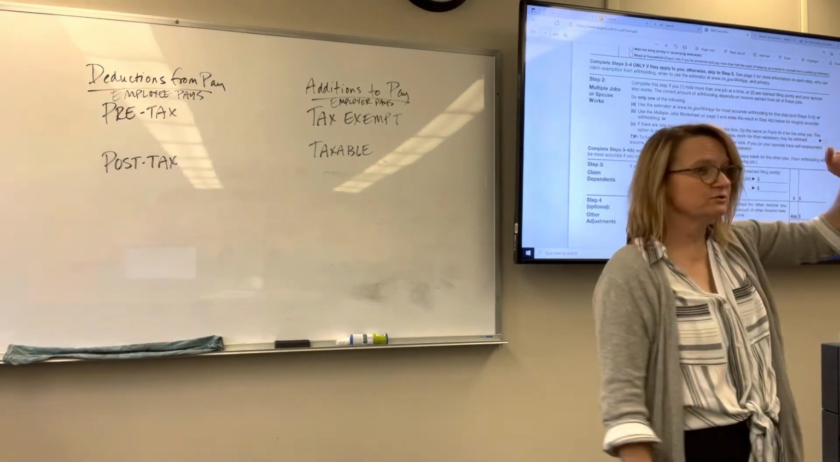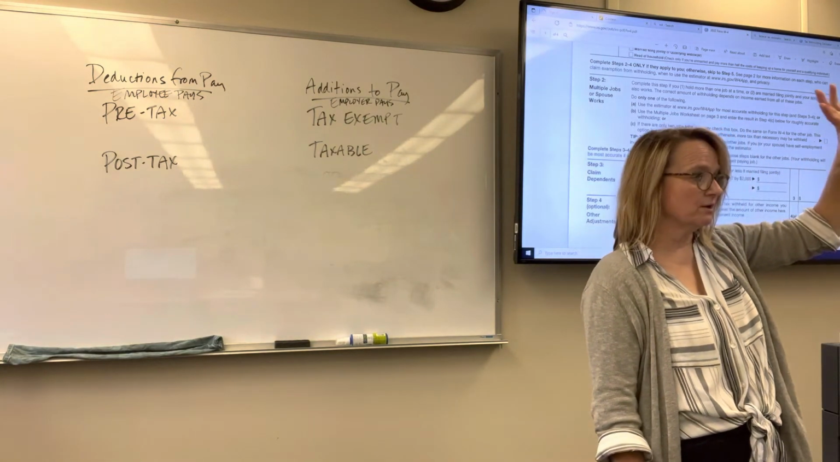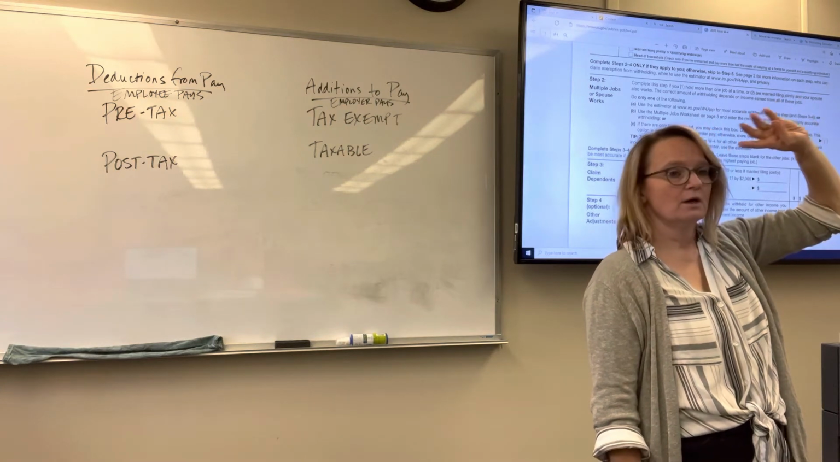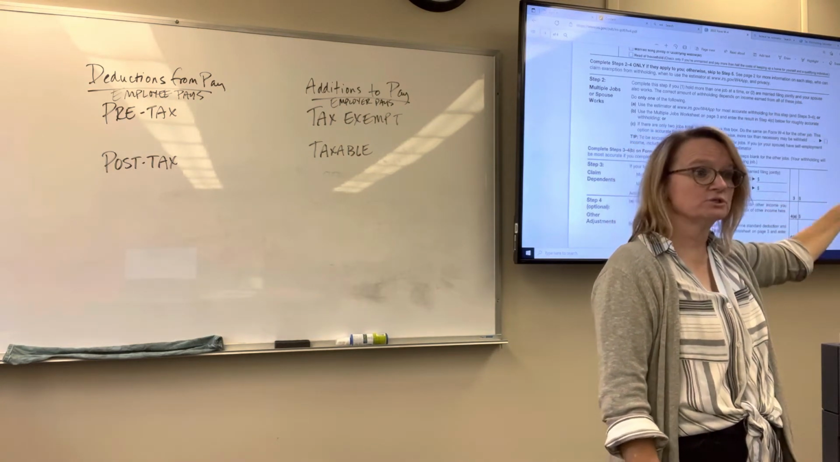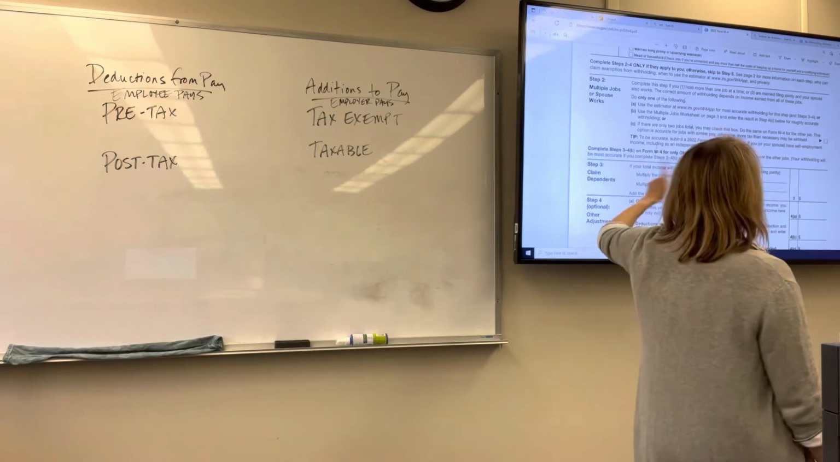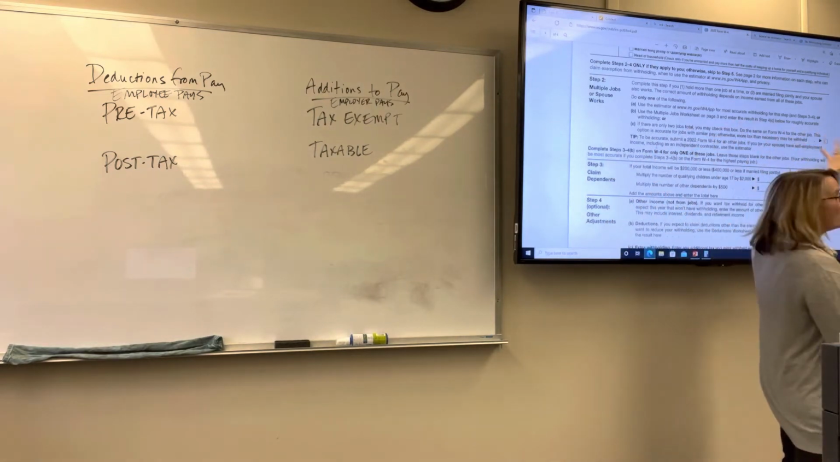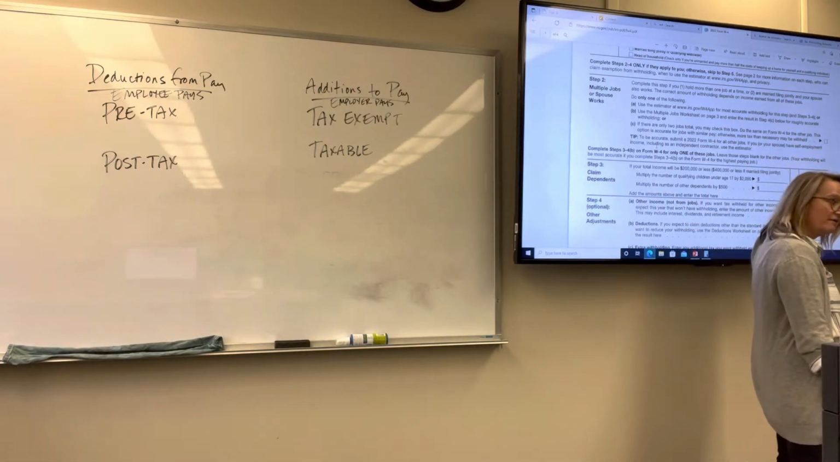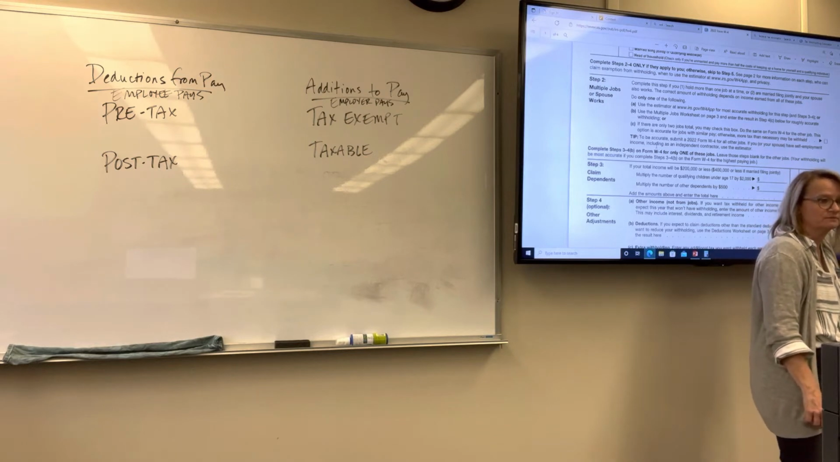There are 4 factors to determine the amount of withholding. One of those factors is: is the box checked? Is there a checkbox? So, your problems will either have the box checked or they won't have the box checked.